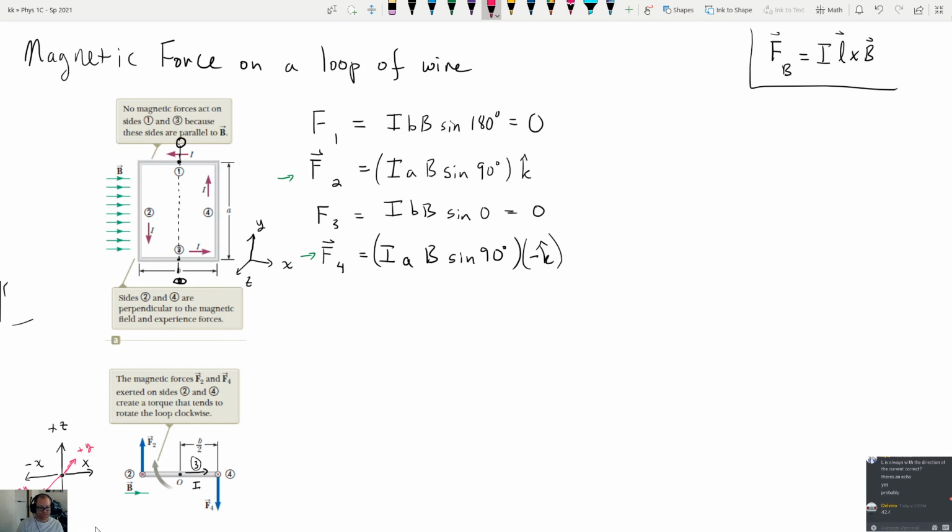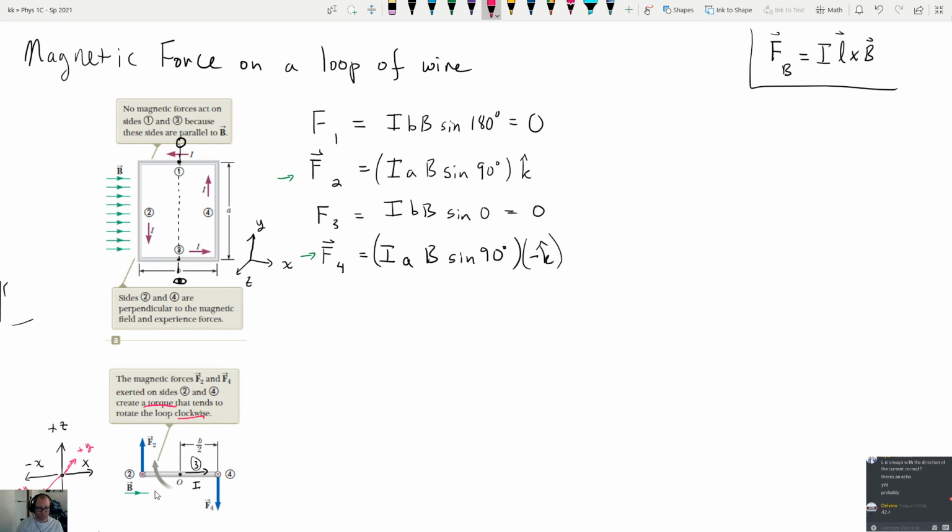We flipped our whole coordinate system around, right? But this allows us to see what's going on really well now. Because we've allowed it to rotate about this fixed axis O, what happens is that one side is being pulled up on while the other side is being pulled down on. So as a result, it's going to create a torque that tends to rotate the loop clockwise, right?